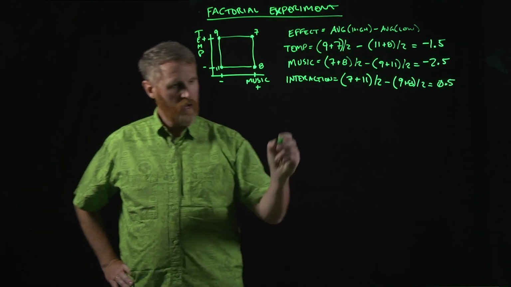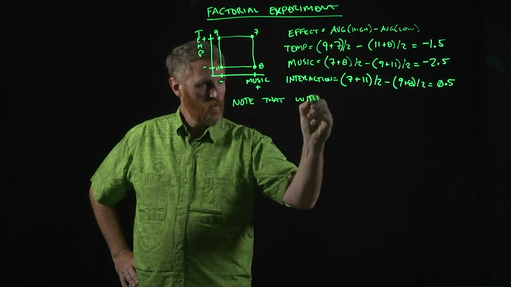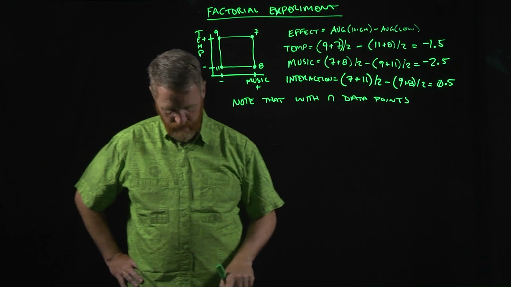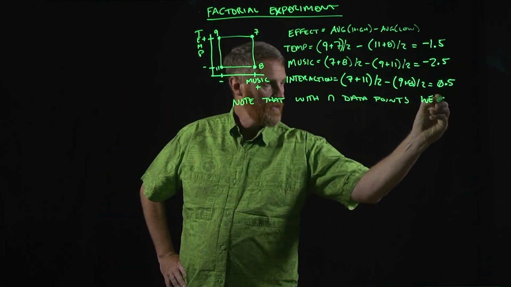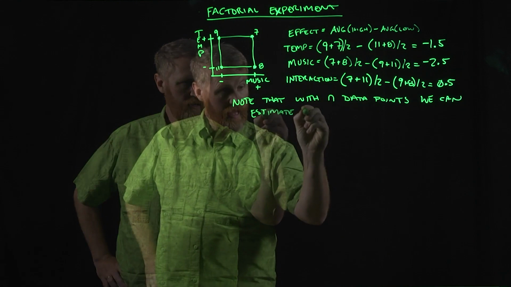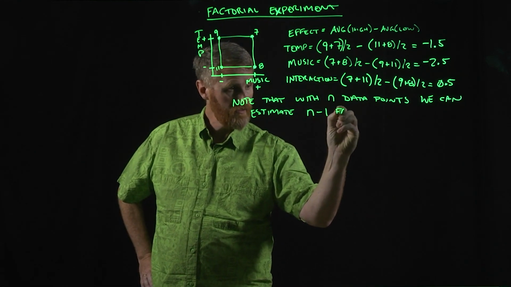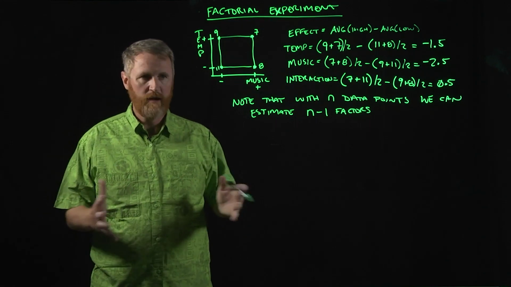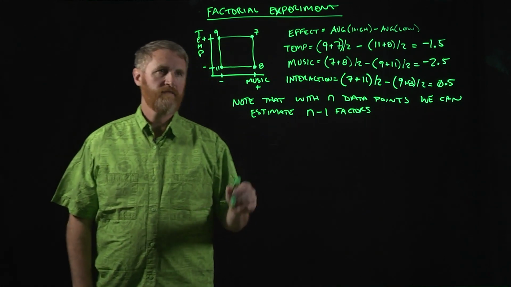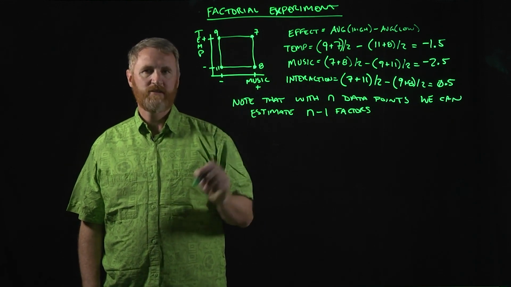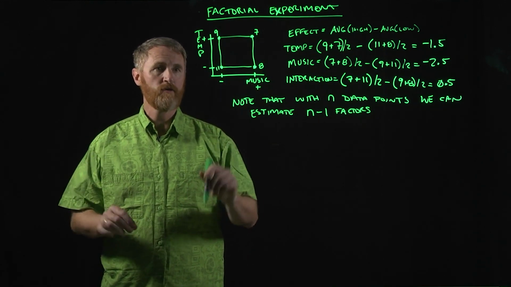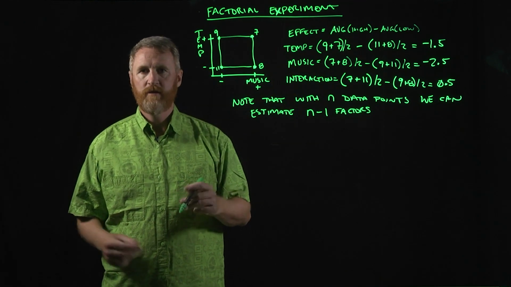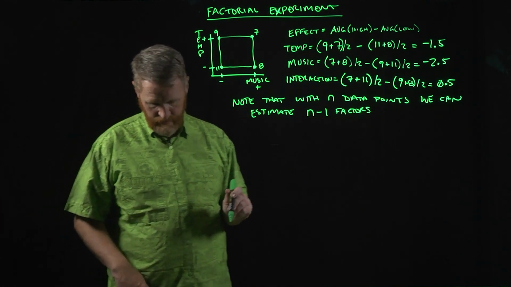Okay, so I'll make a note here. Note, with n data points, we can estimate n minus 1 factors. So one of those factors becomes a reference point that you're using, right? So if I have 4 data points, it allows me to estimate 3 factors. Notice that's music, temperature, and the interaction between music and temperature. And I'm out of factors that I can estimate. Okay?